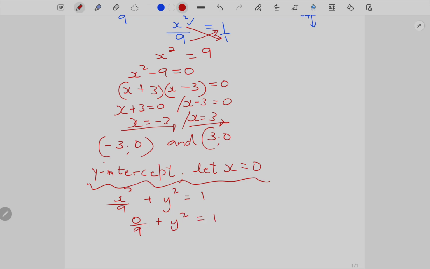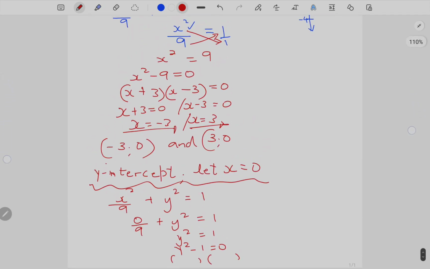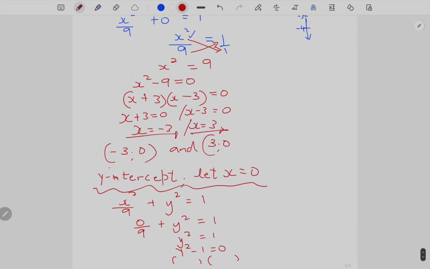What is 0 over 9? It's 0. So what is left is y squared is equal to 1. Therefore, y squared minus 1 is equal to 0. Then you solve. You find the factors of y. Okay, let's use this side. You've got y squared minus 1 is equal to 0.